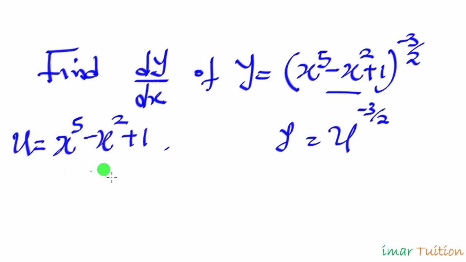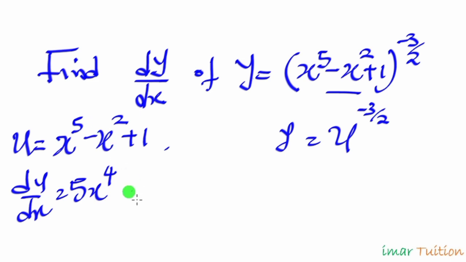So we're going to find the derivative of u with respect to x and the derivative of y with respect to u. Here, du/dx is equal to 5x to the power 4, 5 minus 1, minus 2x, right? 2 minus 1 here is going to give you x. Then the derivative of a constant here is 0. So we are done with the derivative.